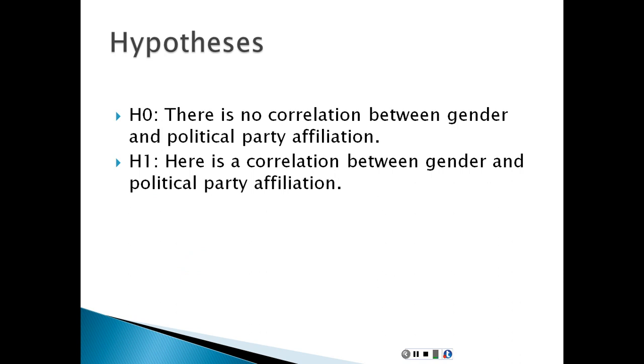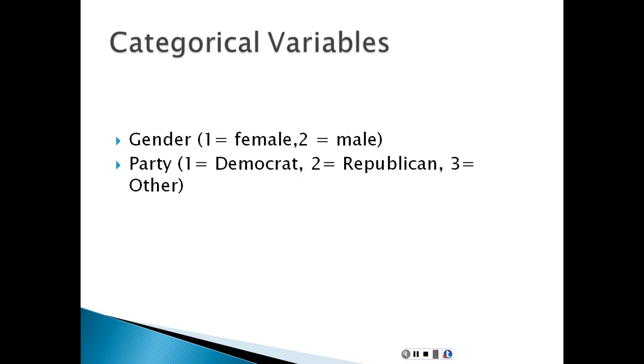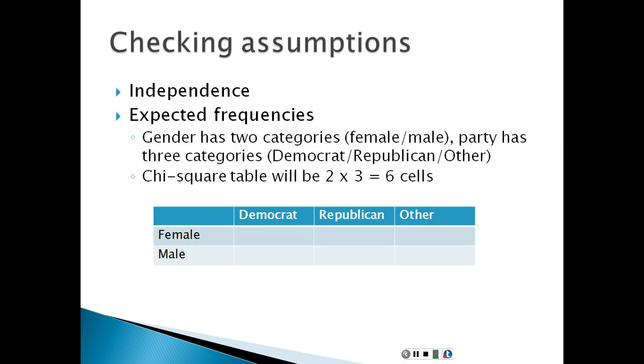The hypotheses for this particular example: the null hypothesis is that there is no correlation between gender and political party affiliation. Our alternative hypothesis is that there is a correlation between gender and political party affiliation. Two categorical variables here. We have gender with 2 categories, and then we have party with 3 categories. So let's check the assumptions here. We will say that our data are independent because each person is answering each question only once.